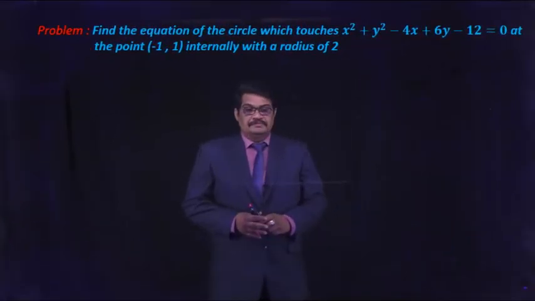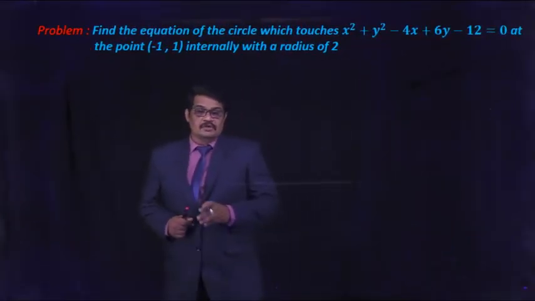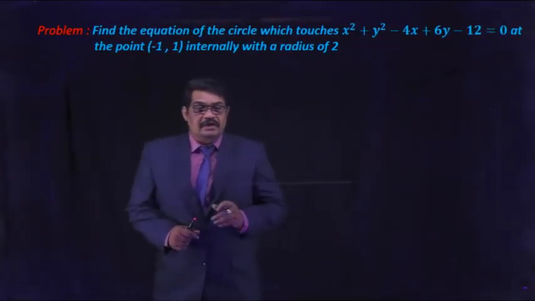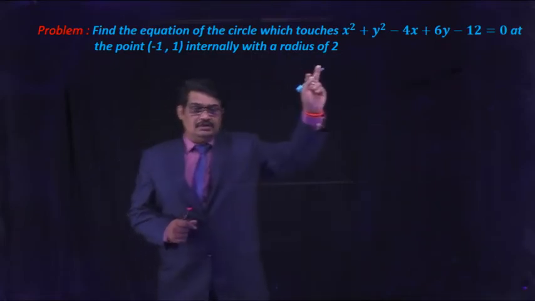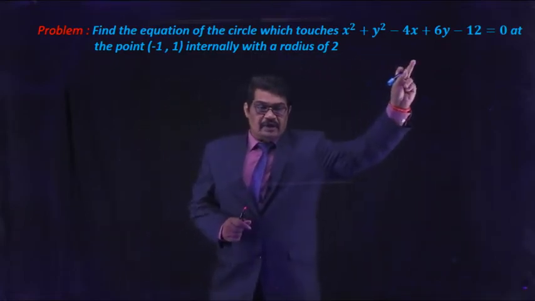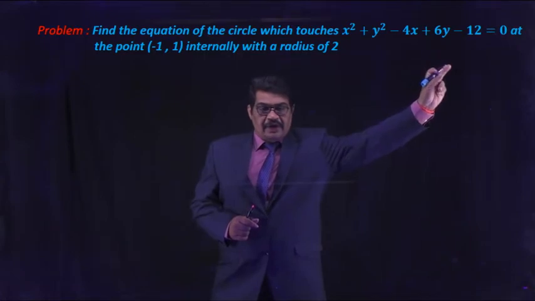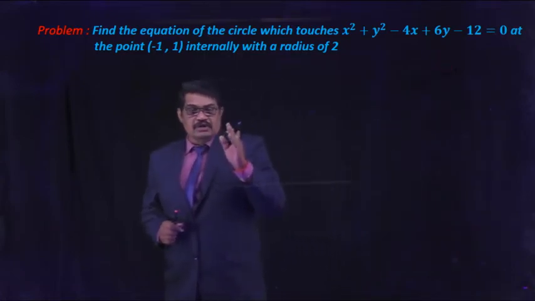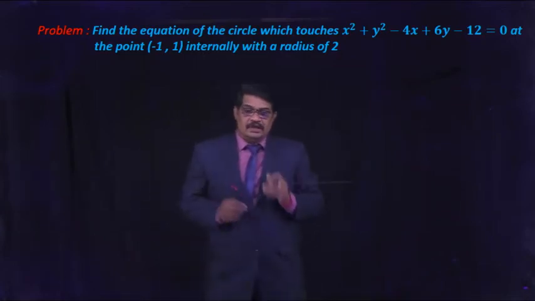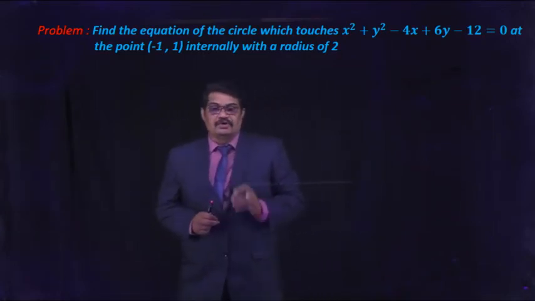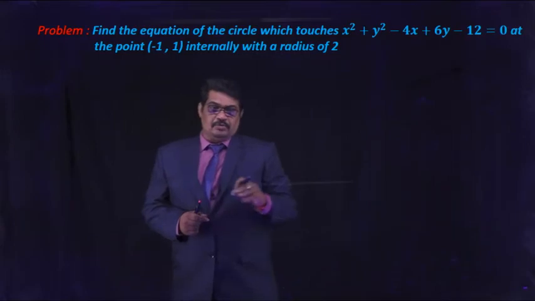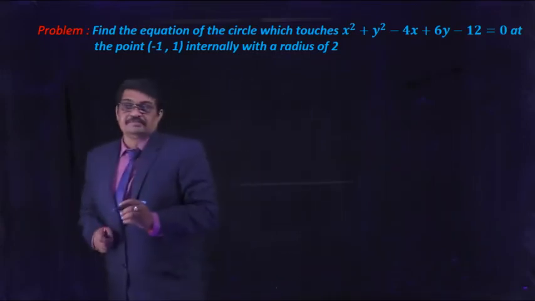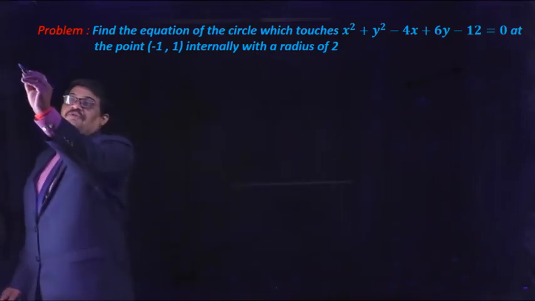Okay, see another problem. Find the equation of the circle which touches the circle x square plus y square minus 4x plus 6y minus 12 is equal to 0 at the point minus 1 comma 1 internally with a radius of 2. That is our problem. See the solution.